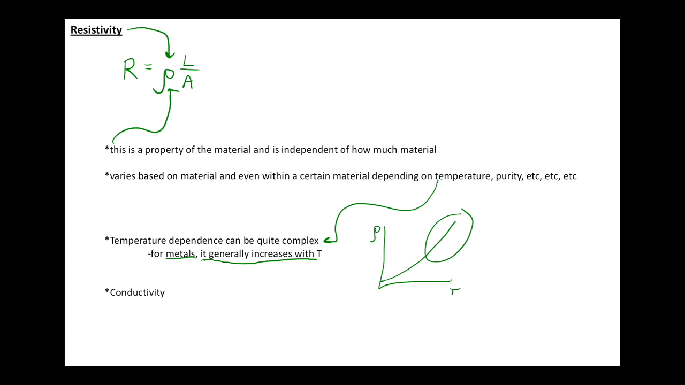And exactly what this graph looks like, the temperature dependence of the resistivity, can actually tell you a whole lot about the electronic structure of the material itself on a microscopic level. You can learn a lot about how that material is put together based on how its resistivity varies with temperature.